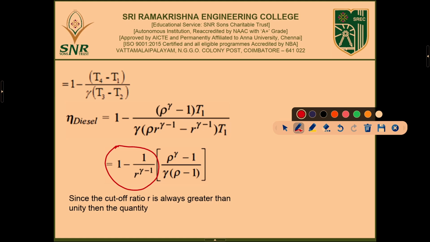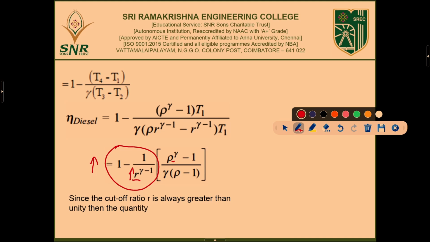Again, in this diesel cycle the efficiency depends upon two things. One is the compression ratio, the other is the cutoff ratio. The cutoff ratio is rho, and the compression ratio is r. If r increases, the diesel cycle efficiency also increases. If you increase the cutoff ratio, your diesel cycle efficiency decreases.